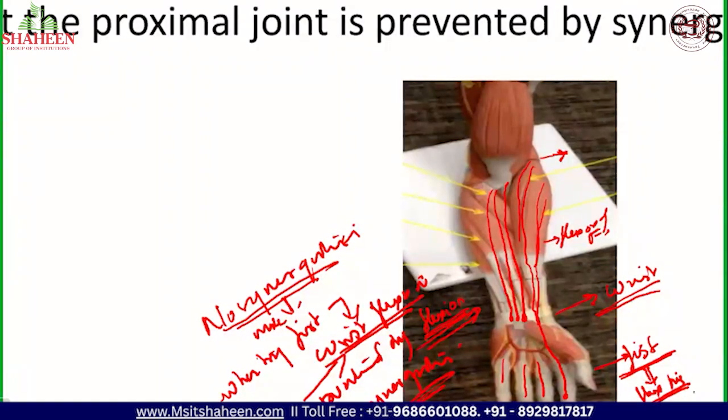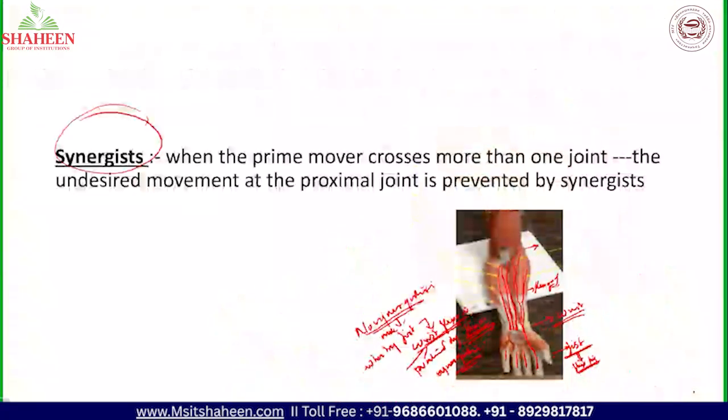This is a basic concept. I think you all get it, because the unwanted movements are avoided with the help of the synergist. When you want to flex your fingers, flexion of your wrist is an unwanted movement. That unwanted movement is controlled with the help of the synergistic muscles. Got it? Yes, ma'am.